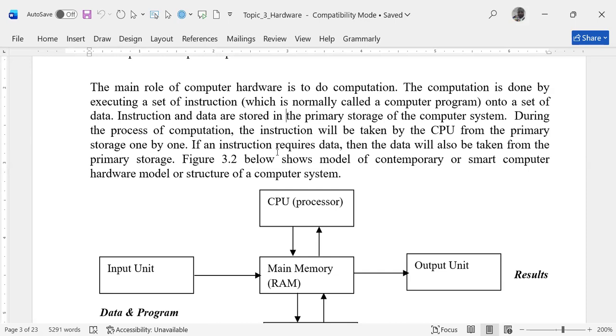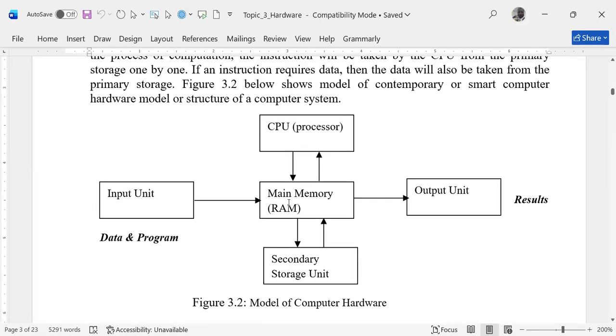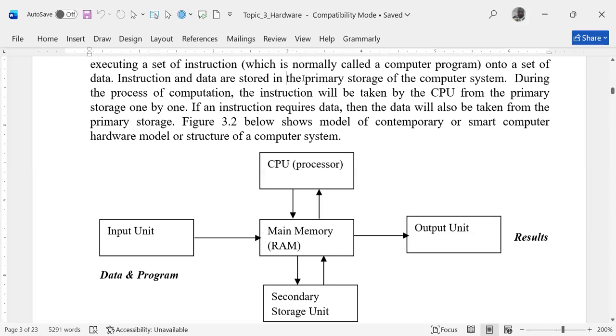And we know the primary storage has another name, called main memory. During the process of this computation, instructions are taken by the CPU. So this is the structure of a computer system. You put something here, it goes to the main memory. Those instructions are stored in the primary storage. This is the main memory, the primary storage. Then the CPU will accept it and use it to convert 2 plus 2 as data into information back to the memory.